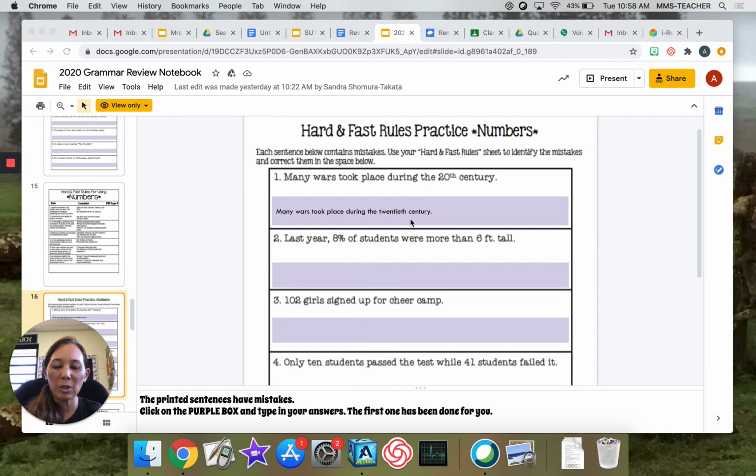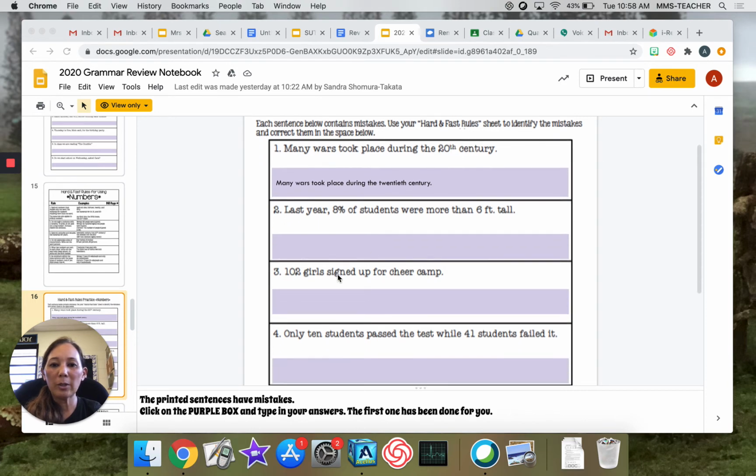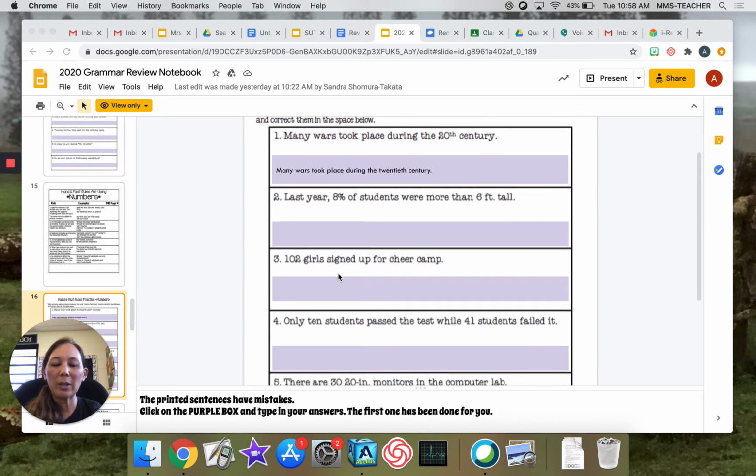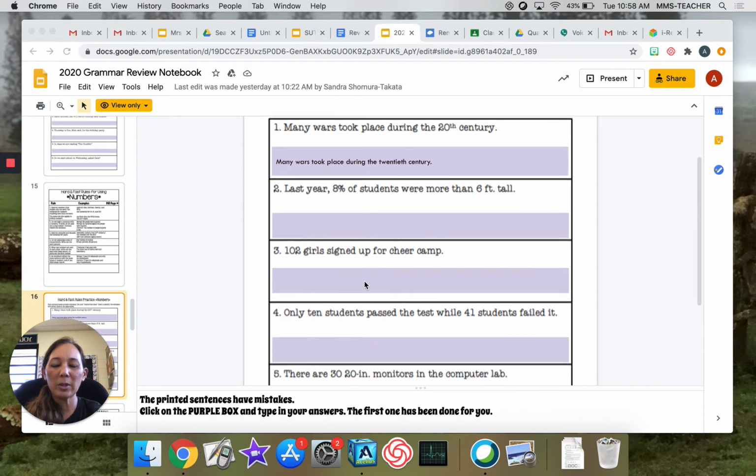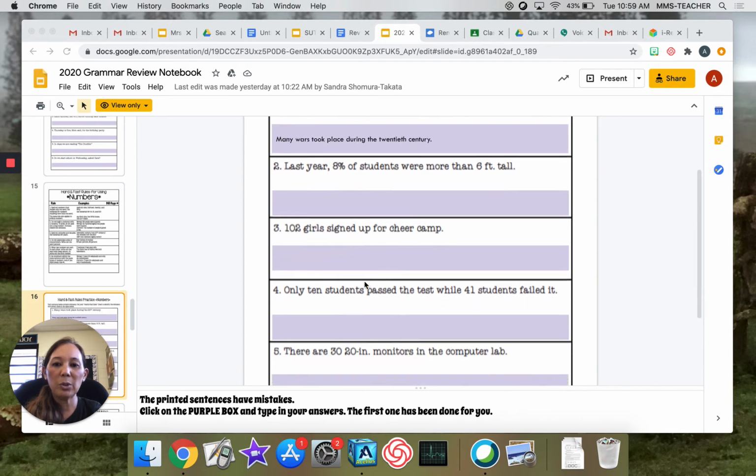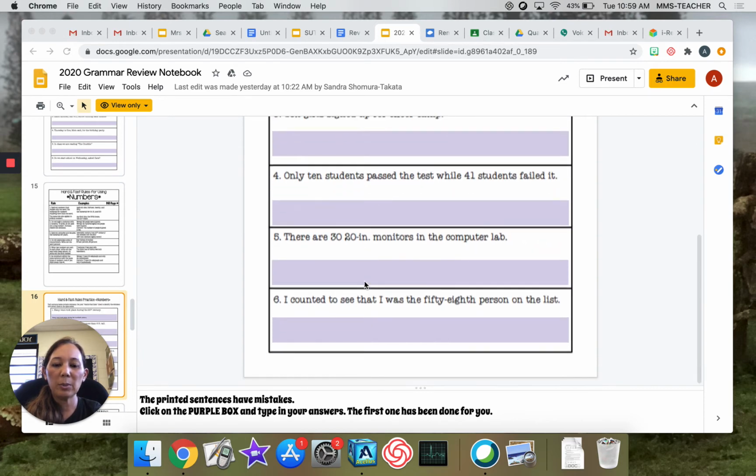Remember, certain centuries are spelled out. We don't use numbers. Okay? So I want you to practice typing in the correct answers in the purple boxes for numbers 2 through number 6.